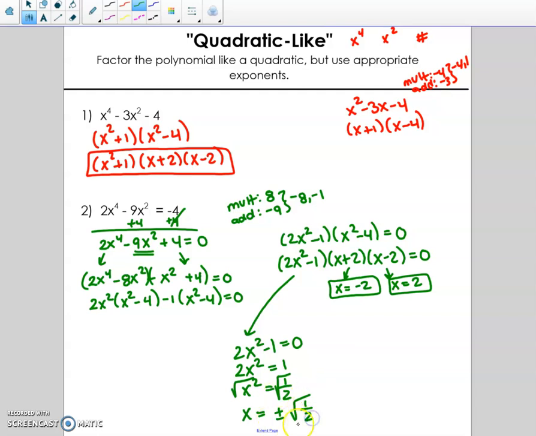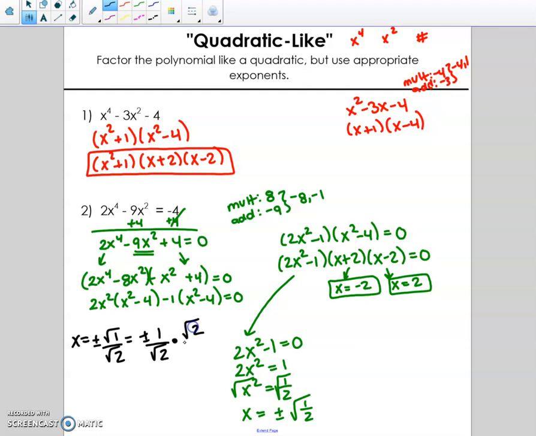Now this is not fully simplified, so in order to fully simplify this, when we have a square root that's a fraction, what we can do is break it up into the square root of the numerator and the square root of the denominator. So the square root of 1 is just 1, and then we have square root of 2. In math, we don't like to have a radical in the denominator, so we want to get rid of it by rationalizing. So that means we're going to multiply the top and bottom by that radical.